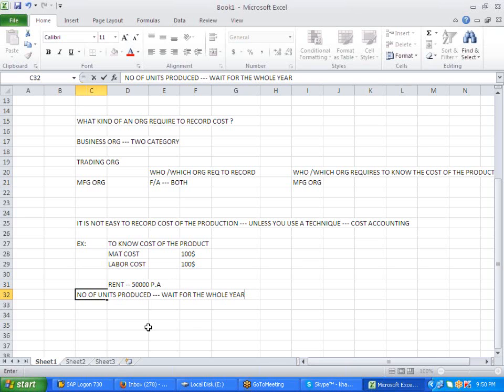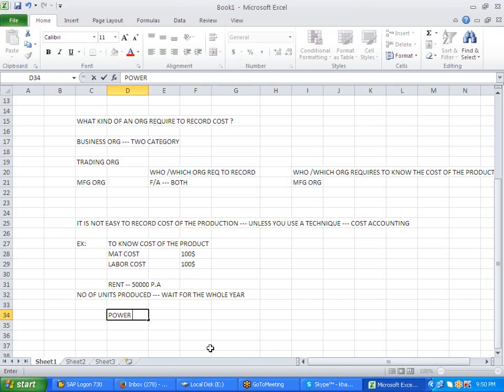If he said that based on the number of units produced my rent should be allocated, I agreed on that. But I'll come to know the total number of units produced for the whole year, because I'm allocating the rent for the whole year. So I have to wait for the whole year. It's going to be a planned value. You're right, but the thing is, I cannot wait for the whole year.